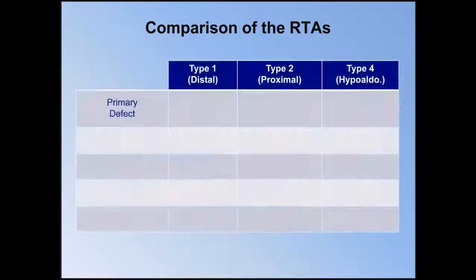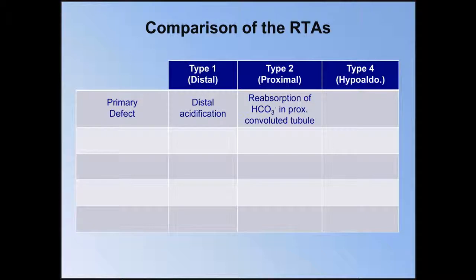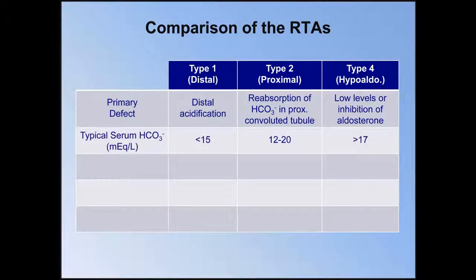Remember that the primary defect with type 1 is distal acidification. With type 2 is reabsorption of bicarb in the proximal tubule. And with type 4, it is hypoaldosteronism. The serum bicarb levels vary such that the lowest levels are seen with type 1 and the highest with type 4.